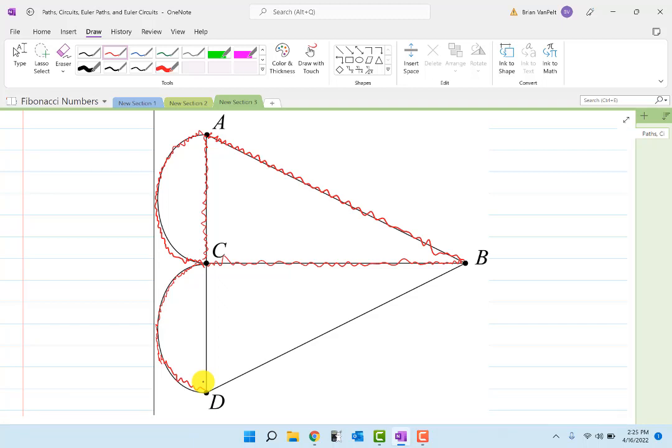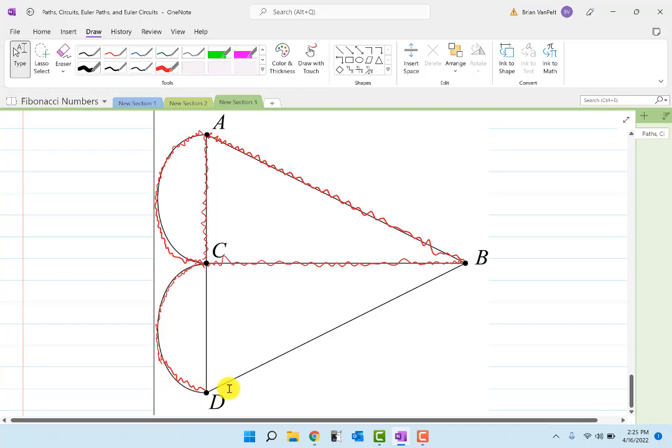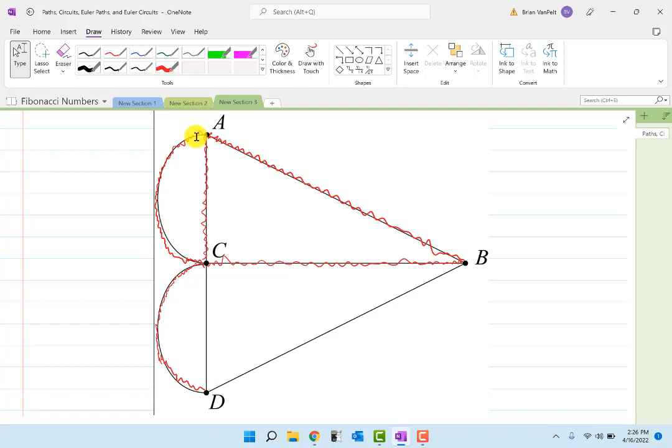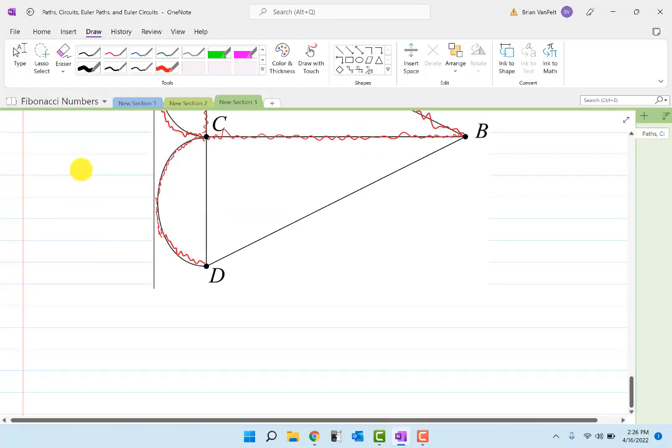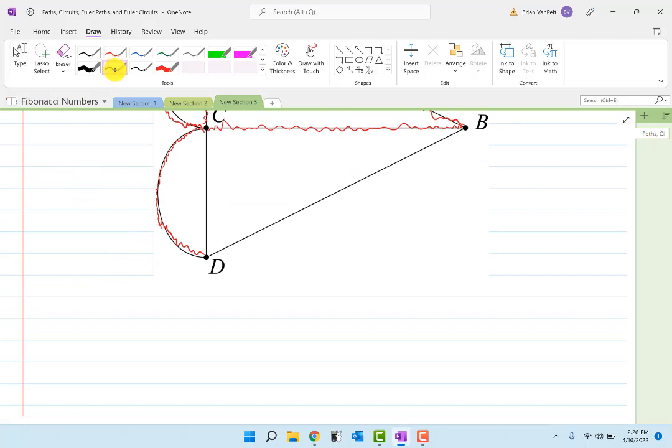If you take a look at D, I've got 3 edges coming out of it. If you look at C, I have 5 edges coming out of it. Look at B, I have 3 edges coming out of it, and A has 3 edges coming out of it. Every single vertex in this graph is odd. What happens with an odd vertex is something like this. I'll use A as my example.